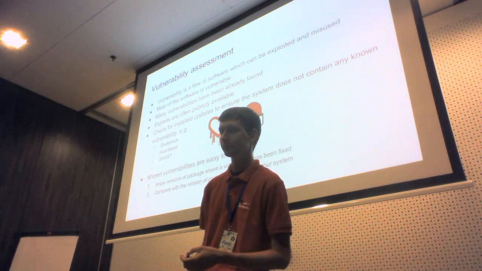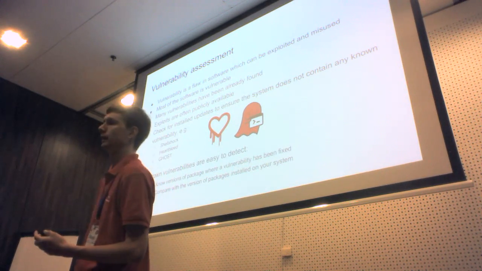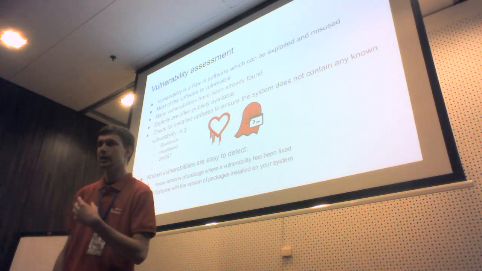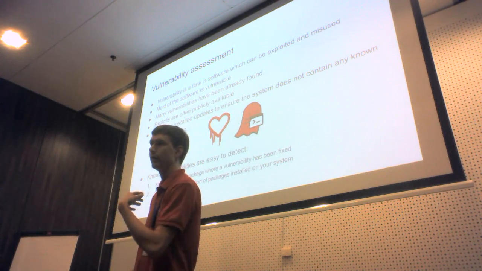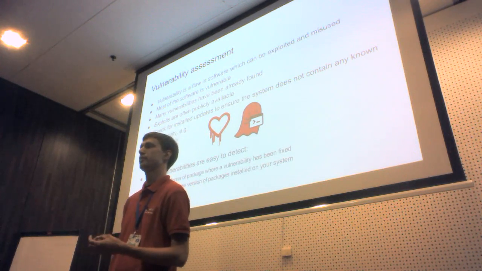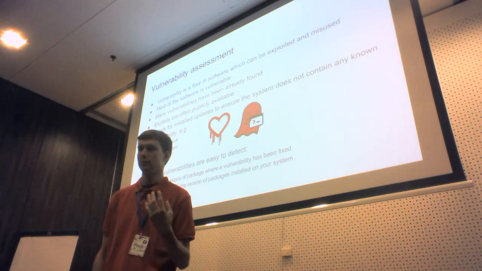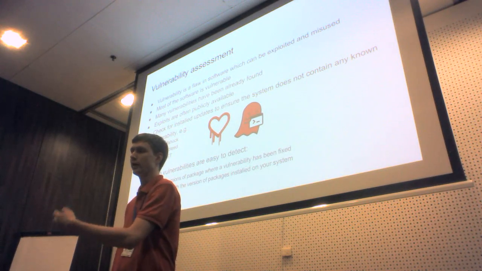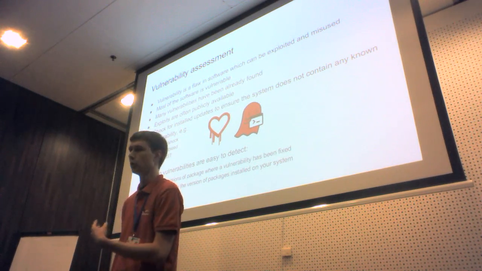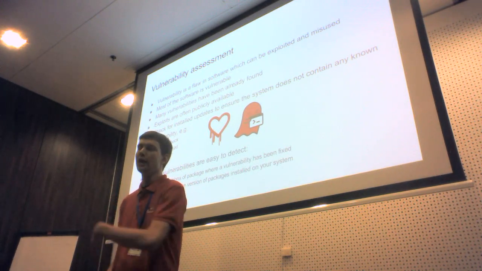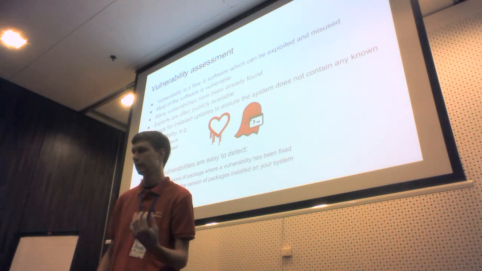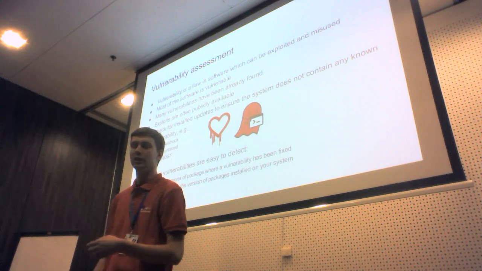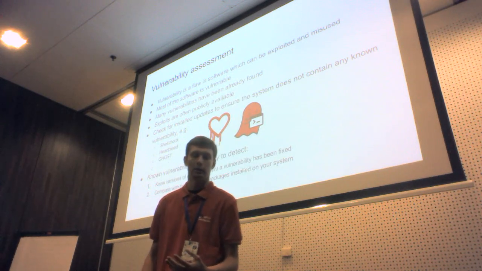So how can we detect that our system is affected by one of those known vulnerabilities? Basically, we can compare the versions of our installed packages with a list of packages provided by the vendor, so we know in which version of the particular package the patch was merged in. And if we have an older version, it means that we have installed on our system a vulnerable package, so we need to update it. And this was about vulnerabilities.